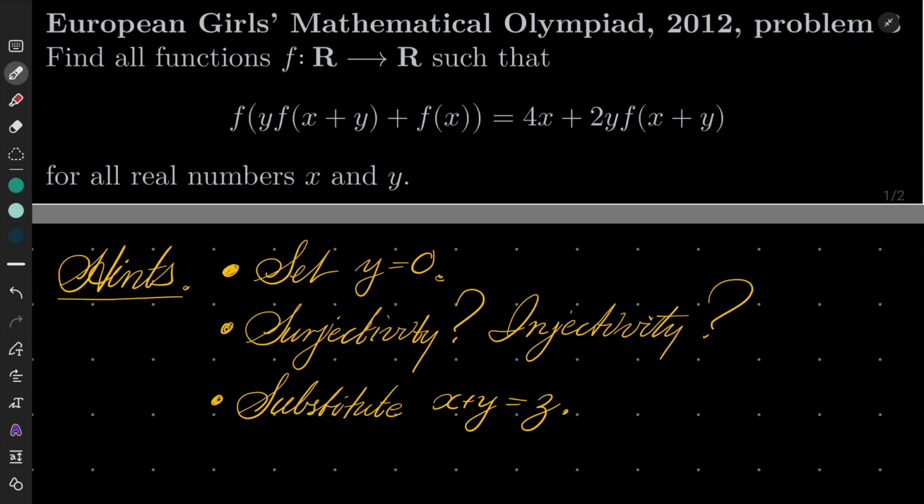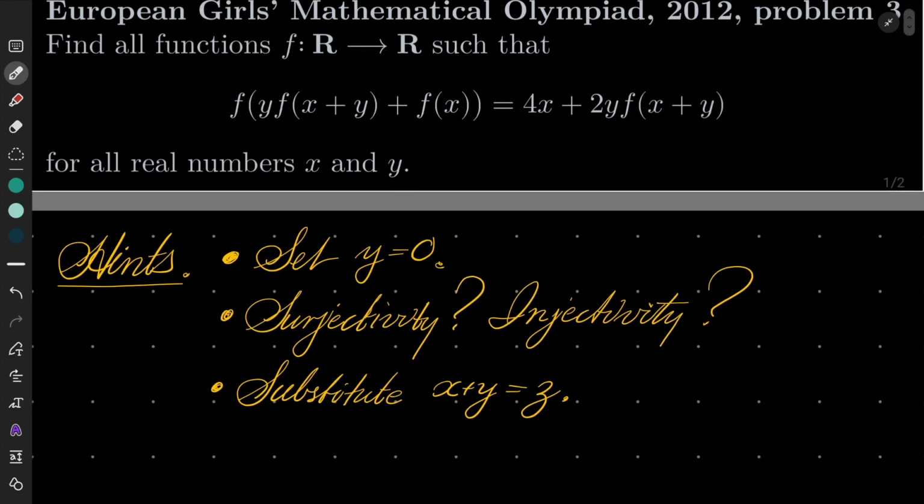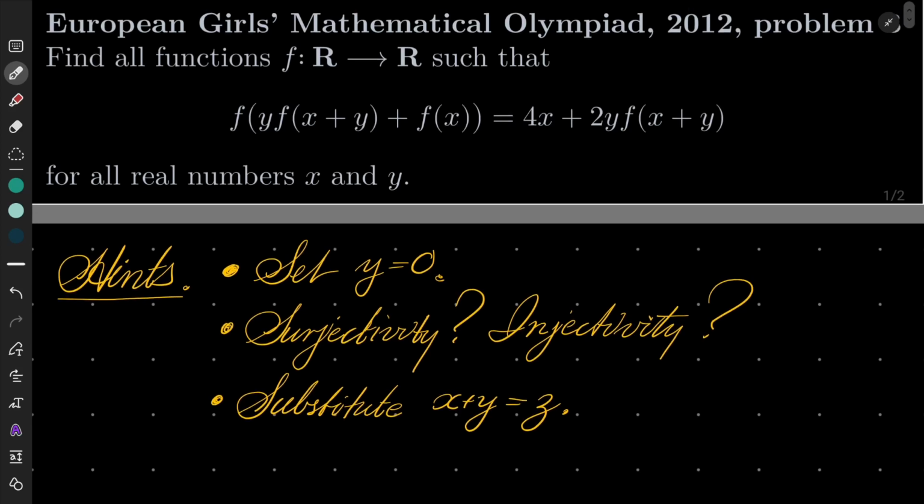Hello friends, in this video I'd like to solve the following problem from the European Girls Mathematical Olympiad 2012, problem number 3. So we wish to find all functions from real numbers into real numbers such that f of y times f of x plus y plus f of x equals 4x plus 2 times f of x plus y for all real numbers x and y. So we've got a functional equation.